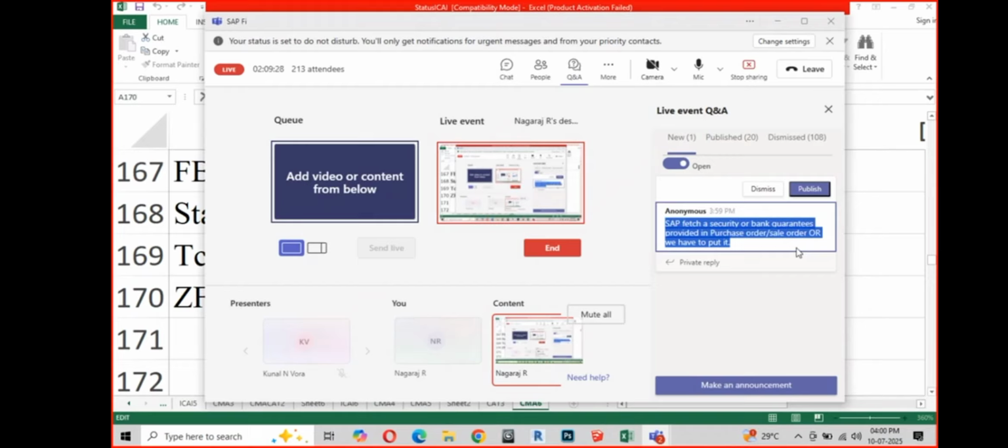Another new question? And the normal invoices are matched against the bank guarantees or the security deposit, whatever. All right. And how SAP handles it, let us see. Okay, let me see. It's a different way SAP handles this.